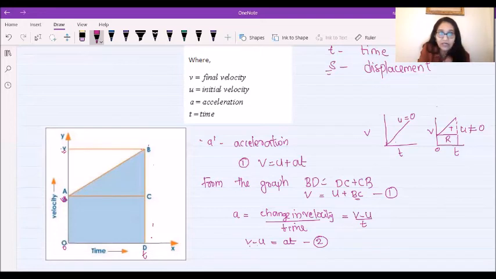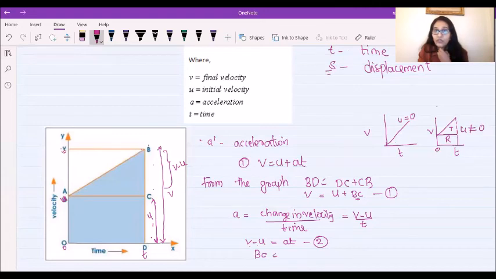Look at BC. What is BC? The total full height is V. Till here it is U. Then what is this distance? The full height is V. This much is U. So how much is left? That is V minus U. So instead of BC, from the diagram, BC is equivalent to V minus U. So BC is equal to a into t.